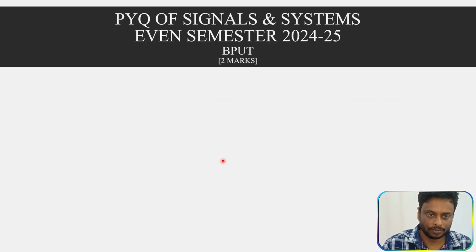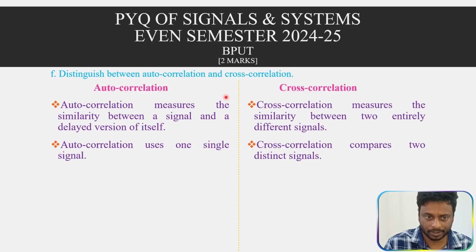Next is: distinguish between autocorrelation and cross correlation. Let us check that. Autocorrelation measures the similarity between a signal and a delayed version of the signal itself. Similarly, cross correlation measures the similarity between two entirely different signals. So in auto, the same signal is correlated, but it is a different signal in case of cross correlation. Autocorrelation uses only a single signal. Cross correlation compares two distinct signals.